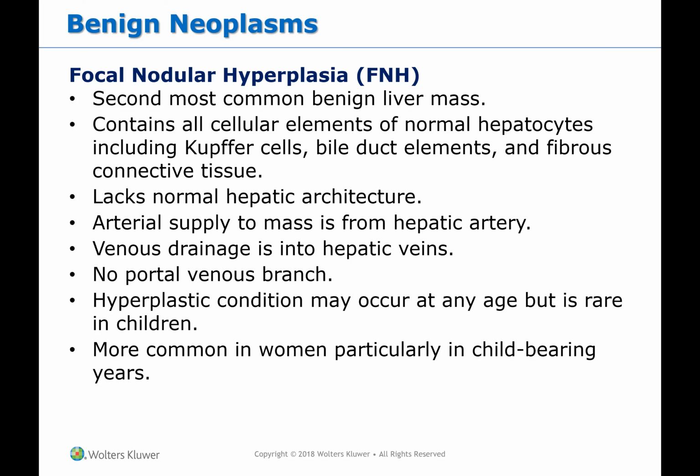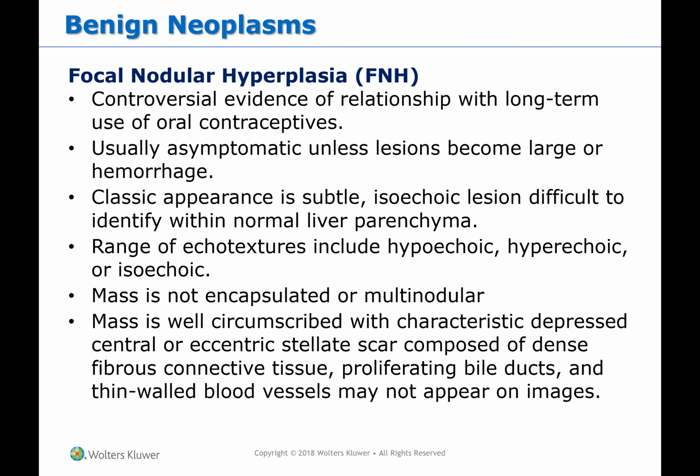It contains all the cellular elements of a normal hepatocyte, but it lacks the normal hepatic architecture. Arterial supply to the mass is from the hepatic artery, with no portal venous branch. The hyperplastic condition may occur at any age, but is rare in children. More common in women, particularly in childbearing years. So I think the top two masses are more common in women. So let's think about that.